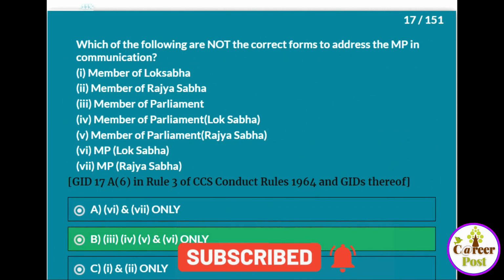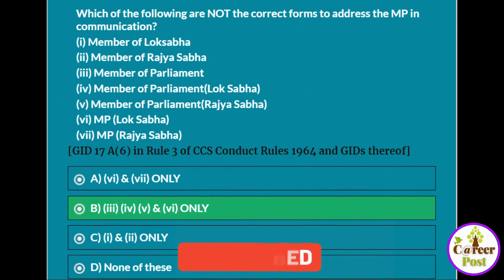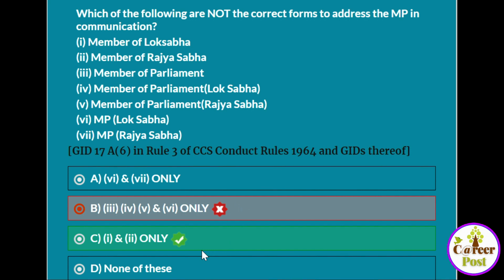Which of the following are not correct forms to address an MP in communications? Is it member of Lok Sabha, member of Rajya Sabha, member of Parliament Lok Sabha, member of Parliament Rajya Sabha, MP Lok Sabha, MP Rajya Sabha? Which of the following is not correct? That means we should not call them by these names. It is 1 and 2 only.